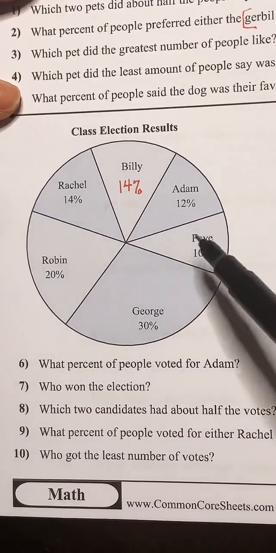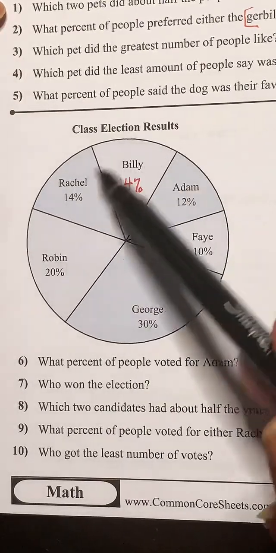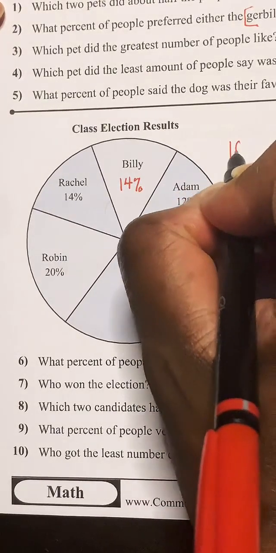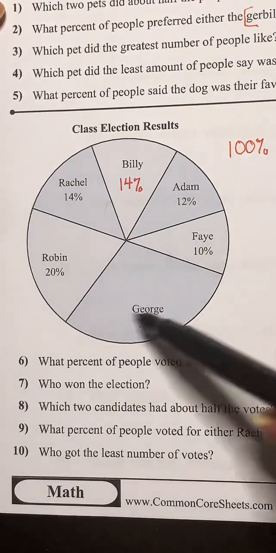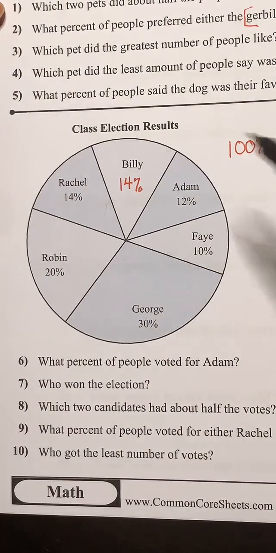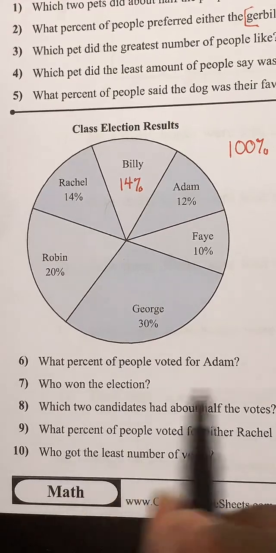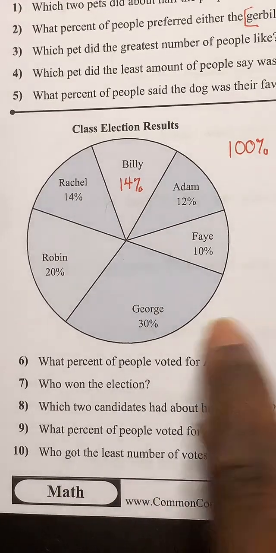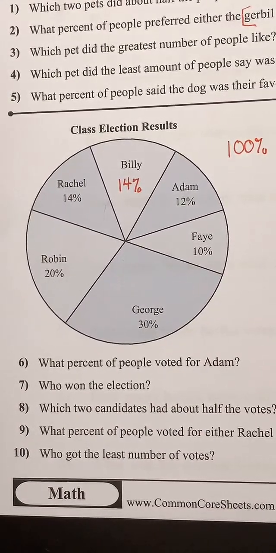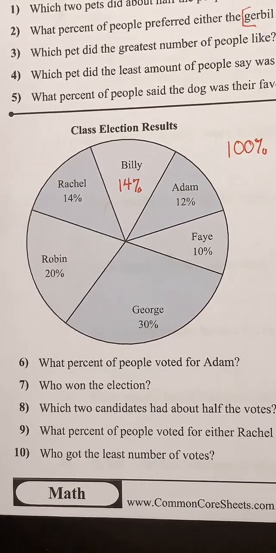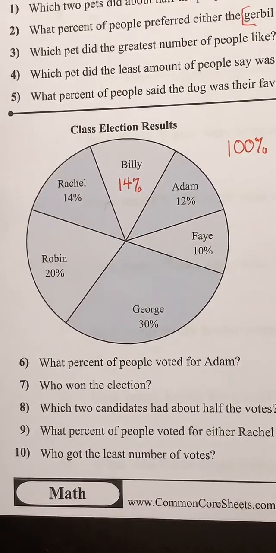And the reason why we got that is we basically add the remaining numbers. Remember, for a circle graph, it always equals 100%. So basically, all you're doing is adding your percentages, subtract from 100 to see what's left over to complete your circle. Now it's saying what percent of people voted for Adam? Well, we'll go to Adam. Boom, that's 12%. Who won the election? Okay, who got the biggest percentage? Well, that's Georgie Boy.